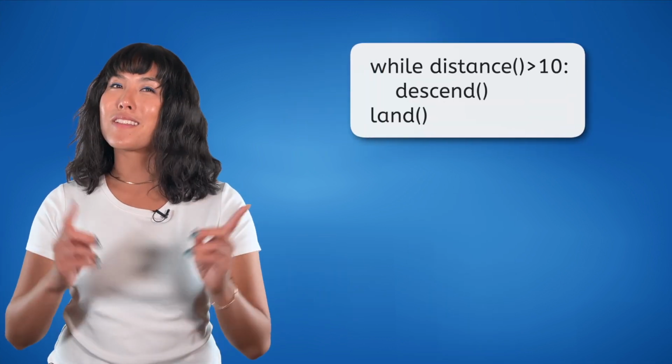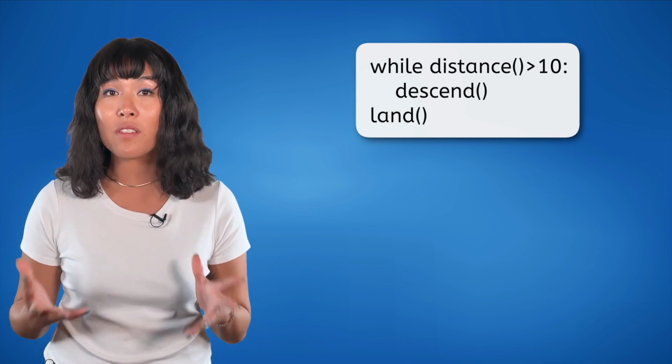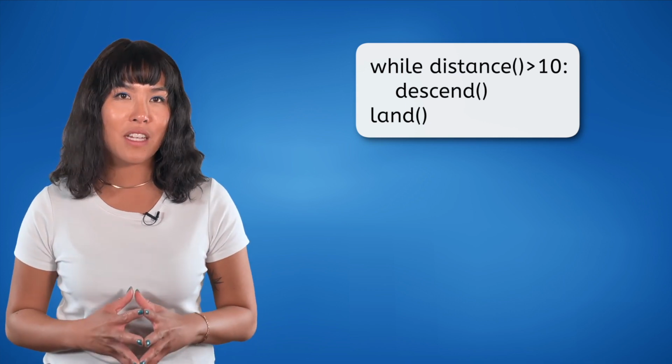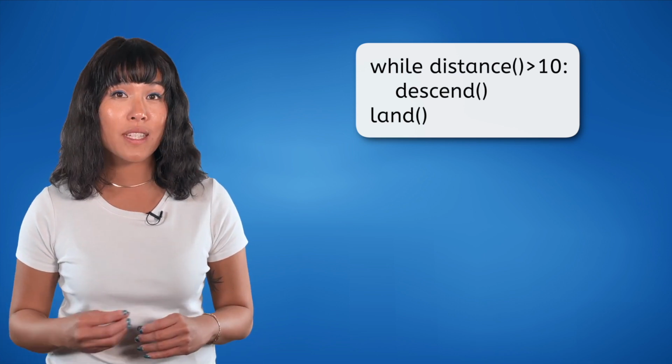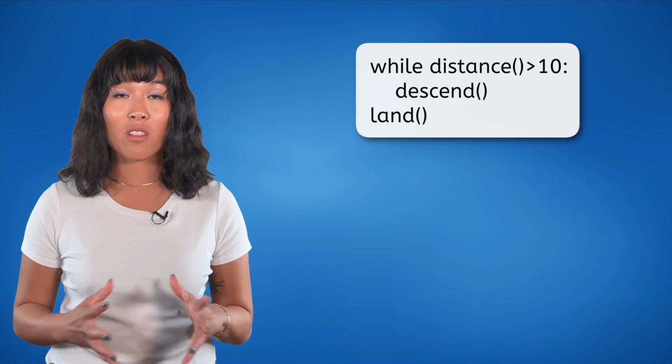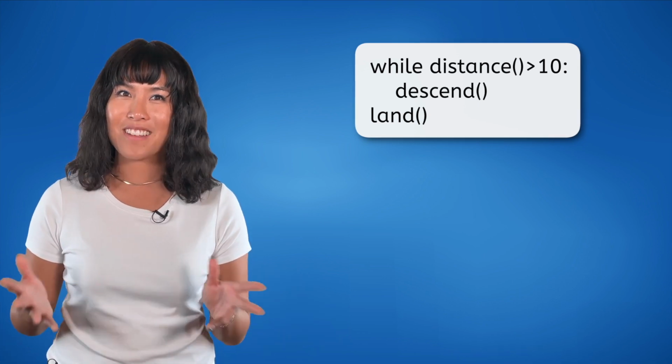Wonderful! Here's an example of how your code might look. While the distance is greater than 10, we call our descend function. Once the distance is less than or equal to 10 feet, the loop ends and our land function is called. Let's see the function in action.